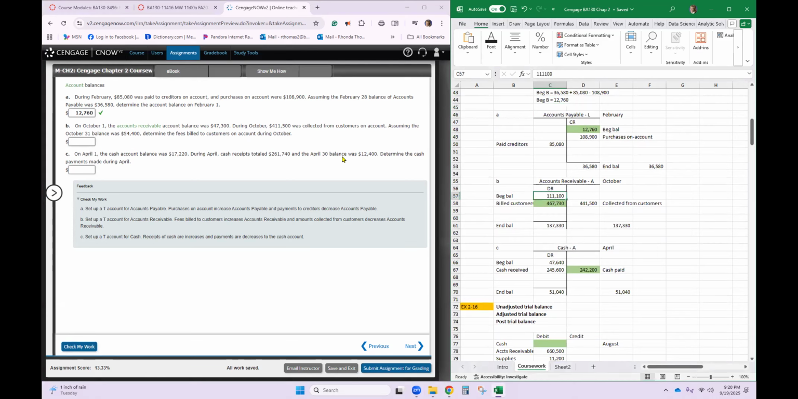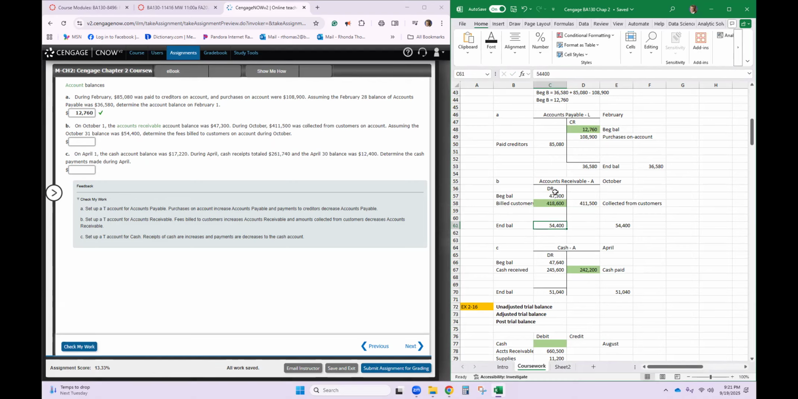All right, so the next one is B. Accounts receivable on October 1st was 47,300. During October, 411,500 was collected from customers. You say, why is that a credit? Because when we collect from a customer, they don't have a receivable anymore. So we've got to get rid of that receivable. And then 54,400 was the ending balance in accounts receivable.